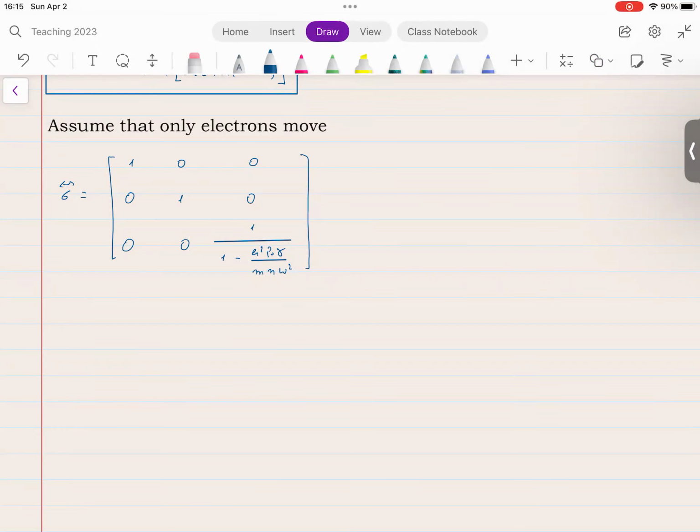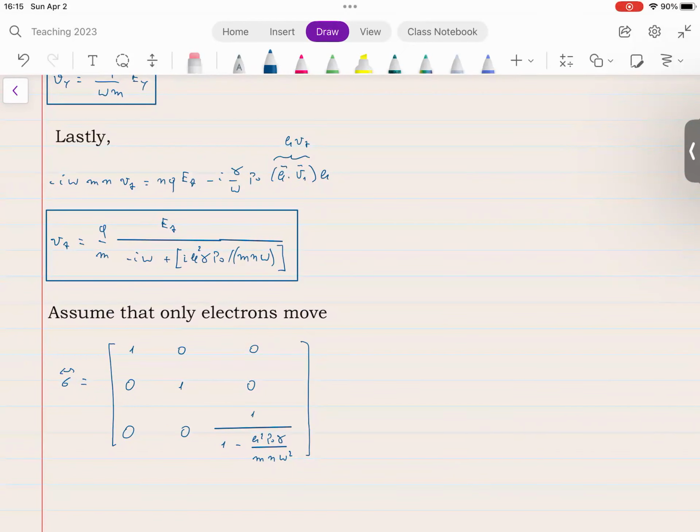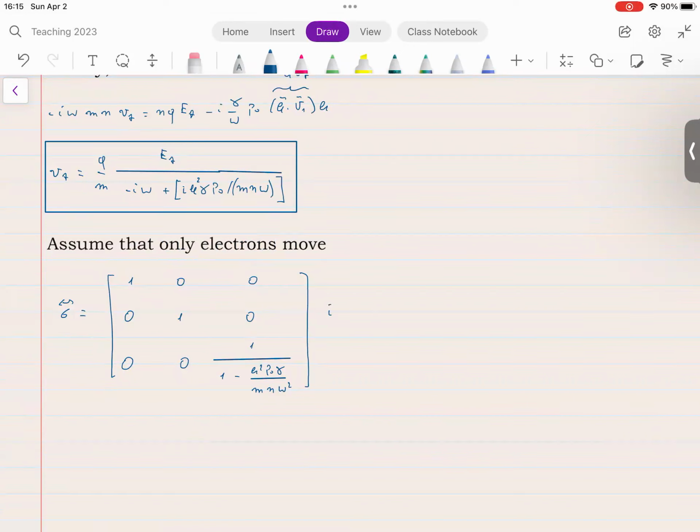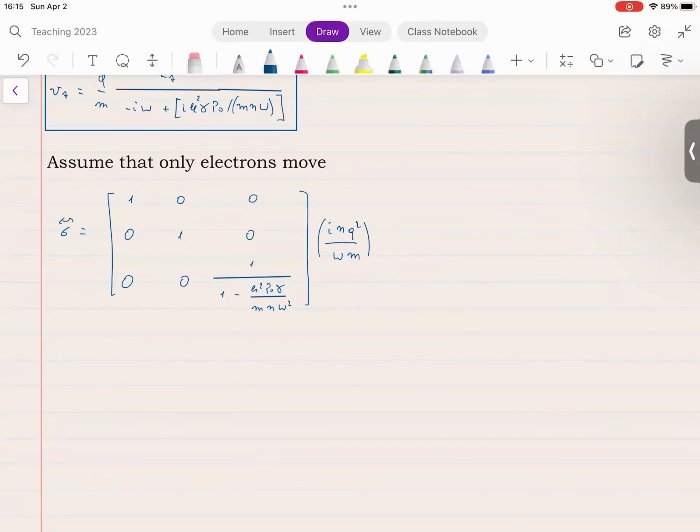I didn't leave myself space to actually write. I've pulled out, bummer, made a mess. Sorry about that. All of this multiplies i times n times q squared divided by omega m. And the dielectric tensor K is the identity tensor. I prefer to write I, so I'm going to use I. Plus i sigma over epsilon naught omega.